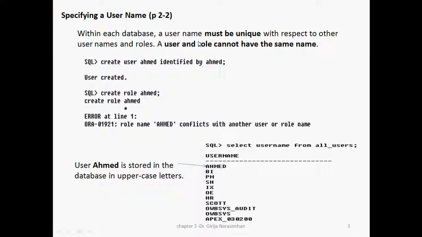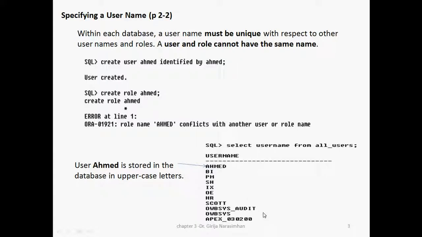Within each database, the username must be unique. I cannot create the user Ahmed again, or a problem will come. And a username and a role cannot have the same name. For example, if I give create role Ahmed, it is an error because it conflicts. So the role name and the username should be unique, and all usernames should be unique. I cannot create one more Ahmed.